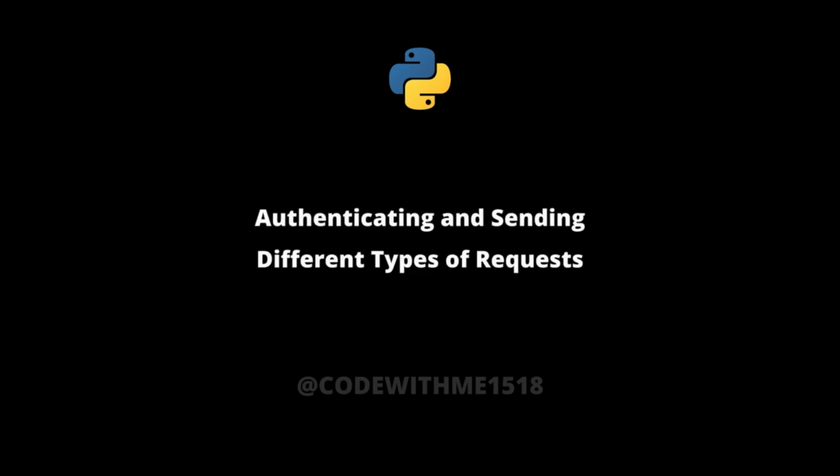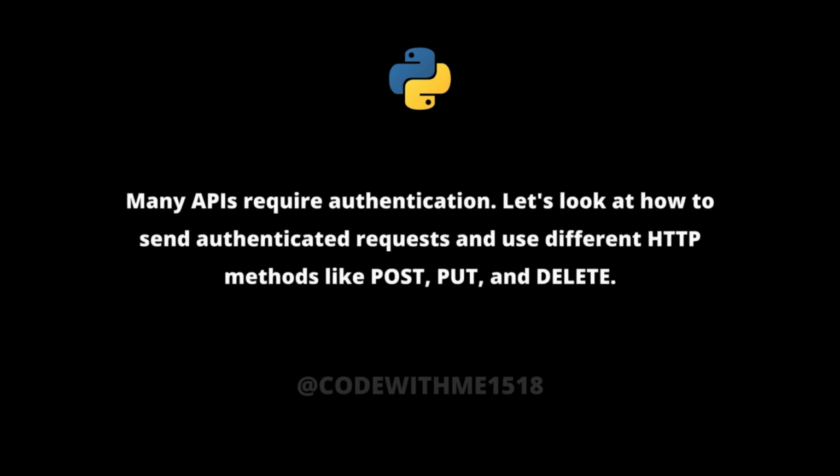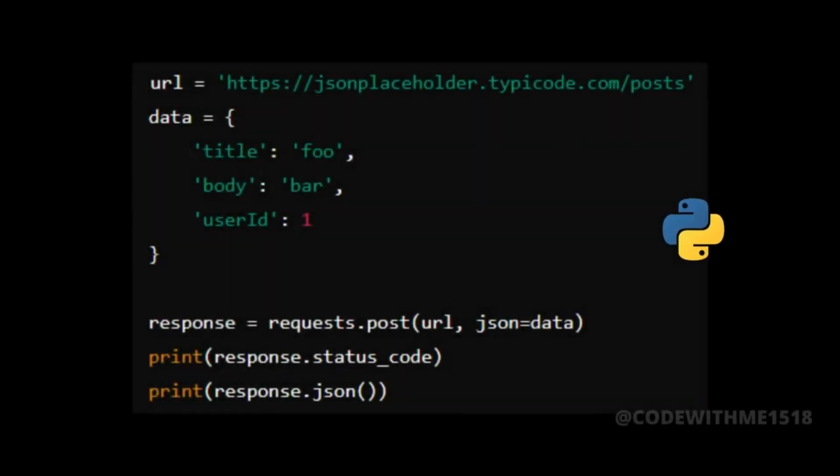Many APIs require authentication. Let's look at how to send authenticated requests and use different HTTP methods like POST, PUT, and DELETE. For this example, we'll use the JSON Placeholder API, which is a free online REST API for testing and prototyping. Let's create a POST request to add a new resource. This code sends a POST request to the JSON Placeholder API to create a new post.